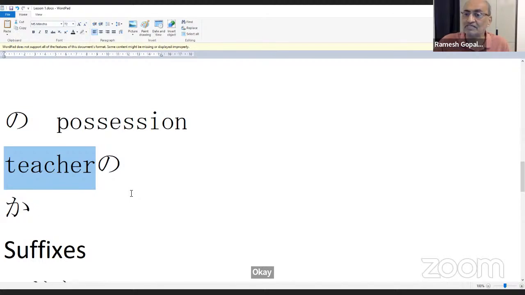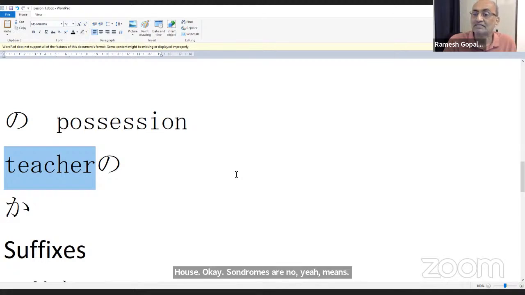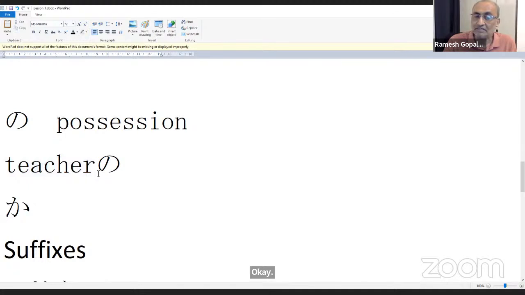So Sundaram san no means Sundaram san's. Netra san no means Netra san's. Rahul san no, Rahul san's. Whatever, book, bag, shirt, house. So Rahul san no ie means Rahul san's house. Sundaram san no ie means Sundaram san's house. So no is a particle. Where does no come, before or after? After. These are like your prepositions, but prepositions come before, particles come after.